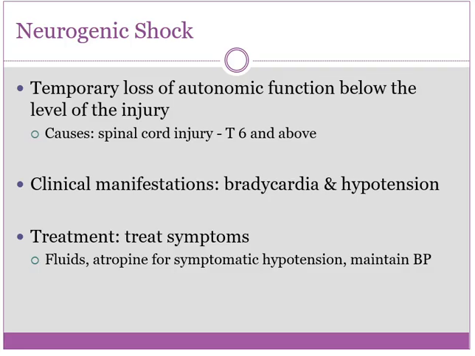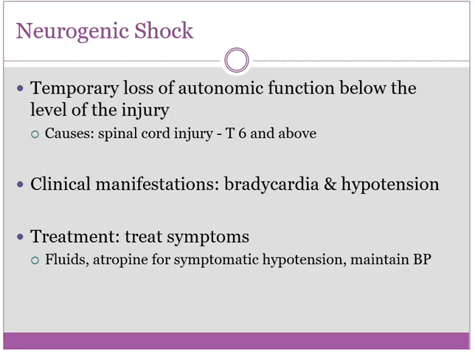So clinical manifestations: bradycardia, hypotension, warm, dry, flushed skin. That blood is out in the vessels, out in the periphery, which is why it's warm and dry. They can have some hypothermia due to impaired thermoregulation. They're going to have venous pooling in their extremities, so warm and dry.